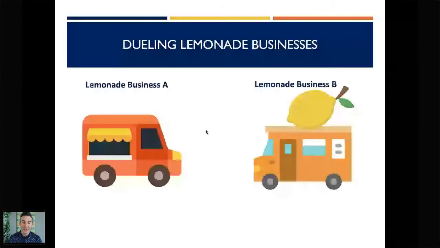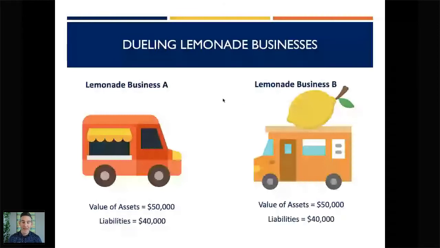We are going to look at their assets, both $50,000, and I know you're already looking at that van on the right with that sweet lemon on top. And if the last poll was any indication, I know what direction you guys are going to go. But the liabilities are similar, $40,000, which means the net worth is $10,000.